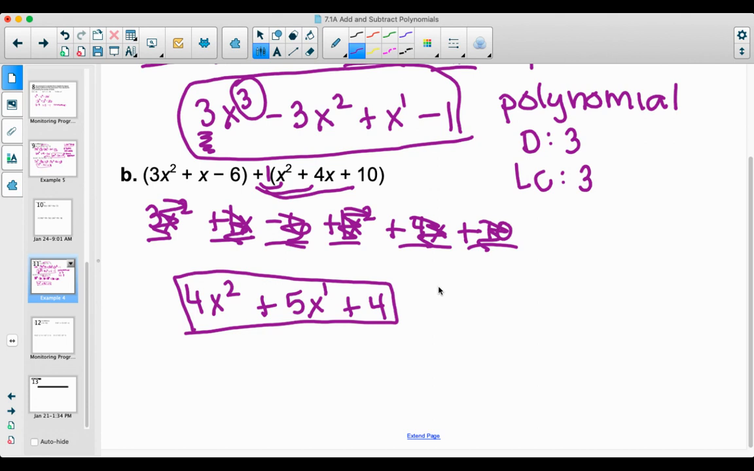And then again, let's just name it. This would be a trinomial because there are 3 terms. There's one right here, and one right here. My degree would be 2 because that is my highest exponent. And then my leading coefficient is 4 because that's the very beginning of my problem. That is the leading number. And that is how you add polynomials.